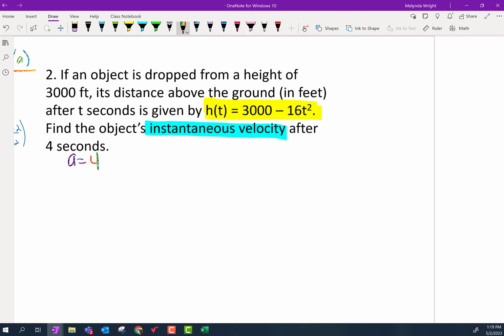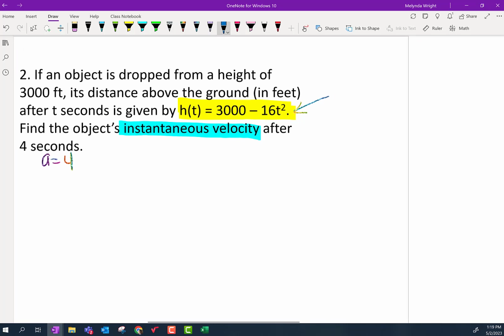Now I want you to notice that this equation is using t's. So I'm going to adjust my formula to use a t instead of an x. So the limit as t goes to a of f of t minus f of a over t minus a. I'm just adjusting to the variable that they're using. Okay, I would recommend that you do that. Just adjust to the variable that they're using. Okay?